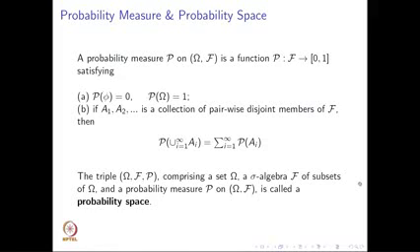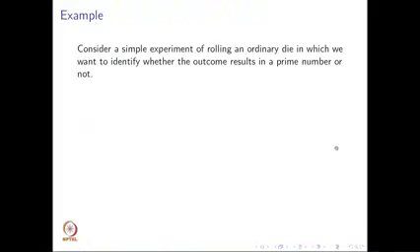The triple omega, F, P comprising a sample space omega, a sigma algebra F, which is a collection of subsets of omega, and a probability measure P defined on omega comma F, is called a probability space. For every probability problem that we come across, there exists a probability space comprising the triple omega, F, P. Even though we may not always explicitly take into consideration this probability space when we solve a problem, it should always remain in the back of our heads.